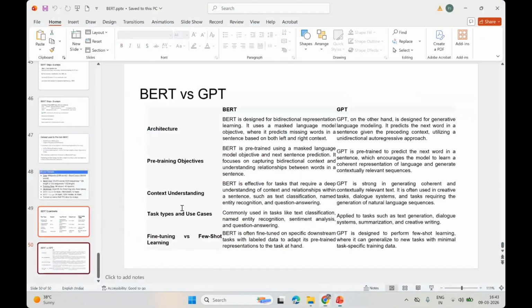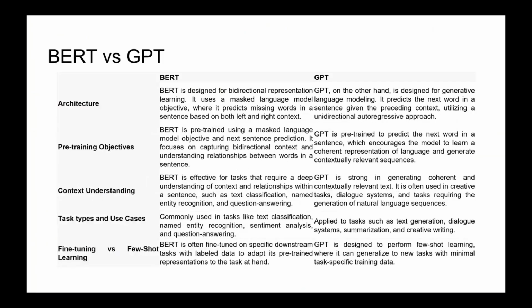So the difference between BERT and GPT, as we already discussed, is that GPT is only a decoder model, but BERT is an encoder model. GPT is designed for generative language modeling. It predicts the next word in the sentence. GPT is used in ChatGPT, in which we are predicting the next word again and again. And BERT is used to predict the missing words in the context. It uses the masked language model objective, while GPT predicts the next word, which encourages the model to learn a coherent representation of language and generate contextually relevant sequences.